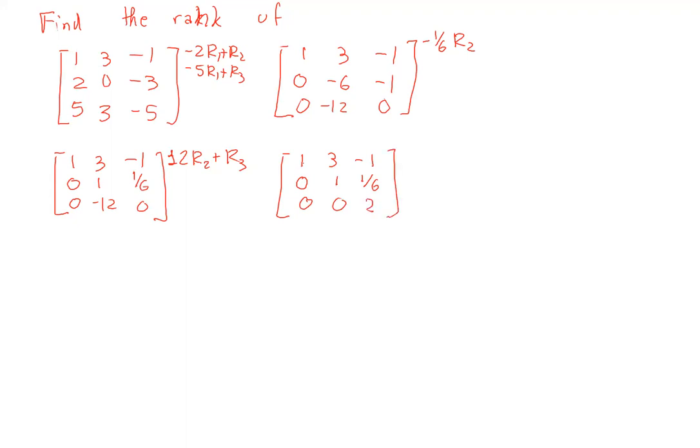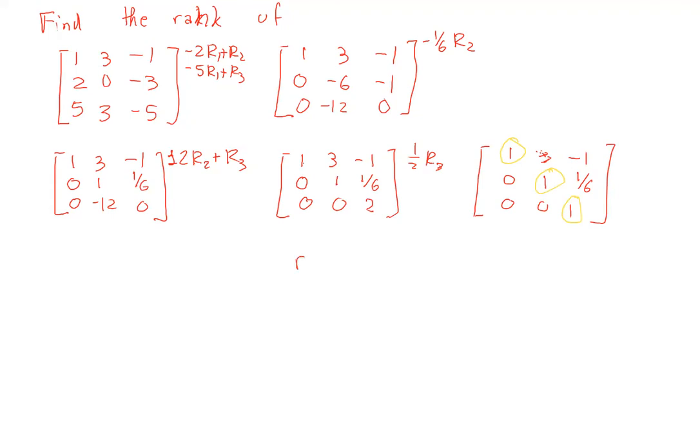Okay, finally, I would like to make 2 pivotal, so 1/2 row 3. And this will give me 1, 3, -1, 0, 1, 1/6, 0, 0, 1. Mark your pivotals, leftmost entries of leftmost non-zero entries equal to 1. So the rank is 3.